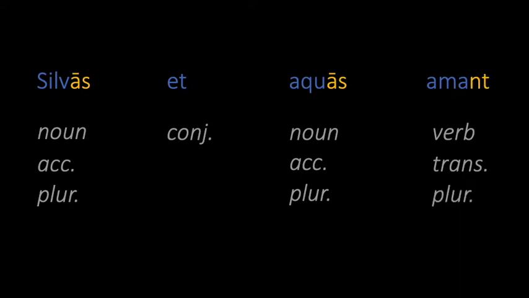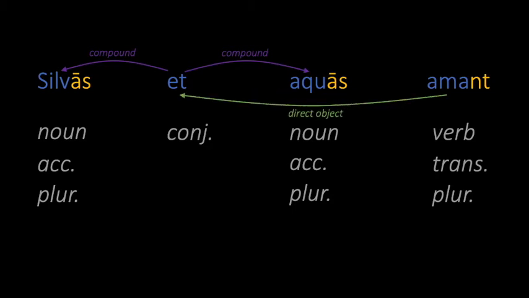Now for the relations between words. Et will link two words or phrases with the same role into a compound. It is between silvas and aquas, both of which have the same form, so let's proceed on the assumption that they form a compound, which we'll indicate with a purple arrow. The form that they share is accusative, and there is a transitive verb, so the compound is the direct object of amant. We'll draw the arrow to the connector of the compound.